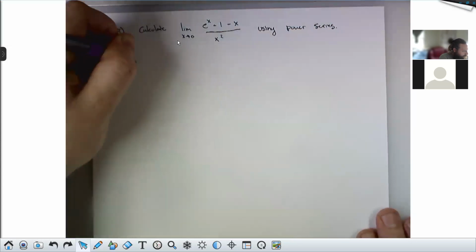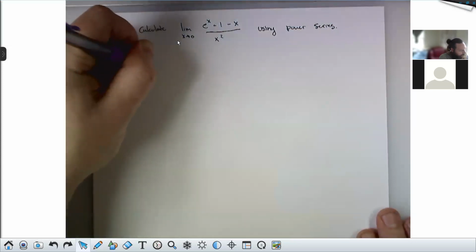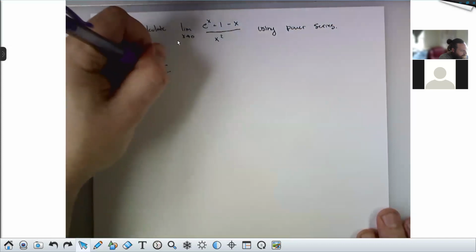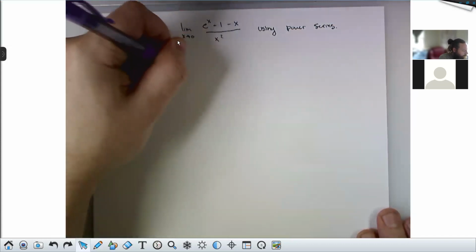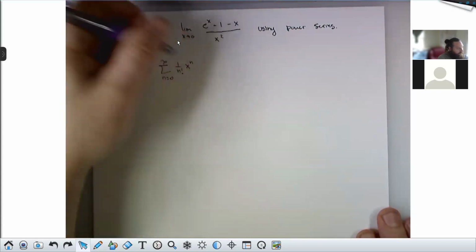So again, the trick is to begin with the fact that e to the x can be written as a nice power series, sigma n from 0 to infinity, 1 over n factorial times x to the n.